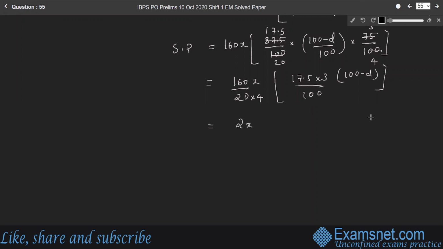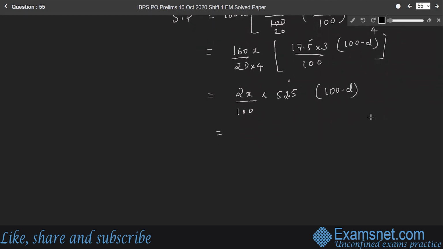Therefore, 20 into 4 is 80, so 2x by 100 into 17.5 into 3, which is 52.5, into (100 minus D). Here 52.5 into 2 is 105. So 105x by 100 into (100 minus D) is the selling price of the LED.